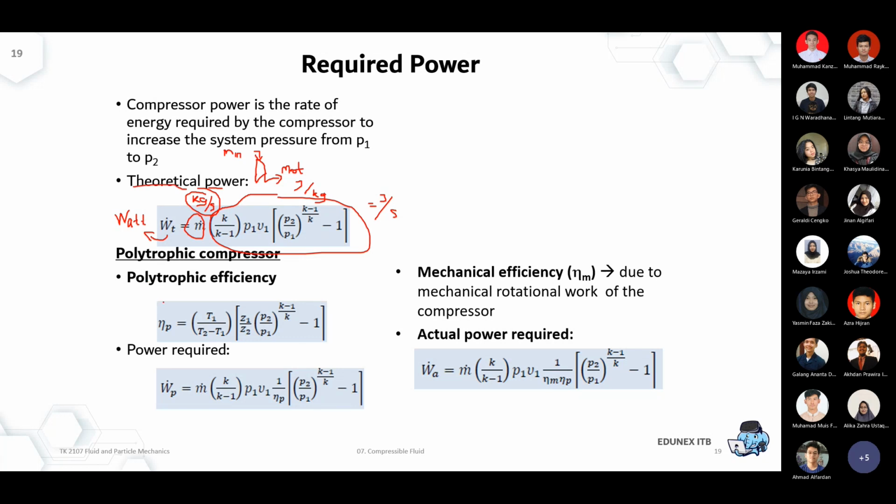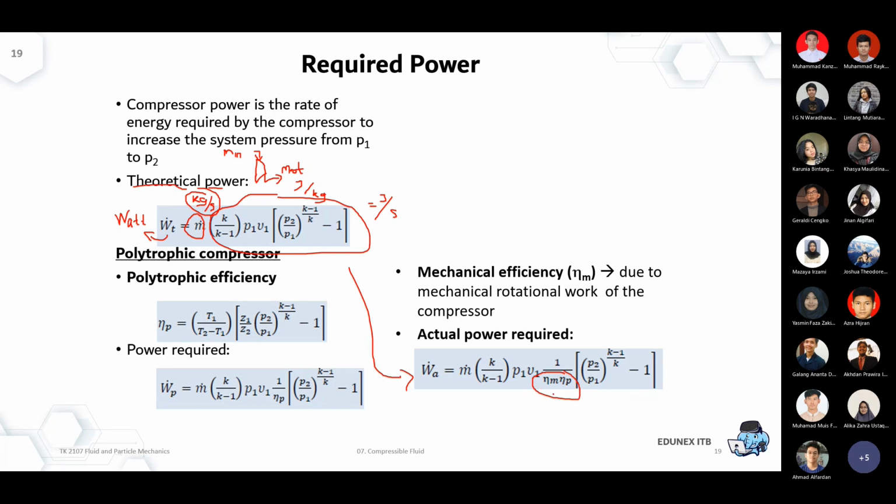And if we want to know the actual power required, then that's your formula. That's the position of the efficiency. It will be in the denominator because your actual power required will be higher compared to the theoretical power.